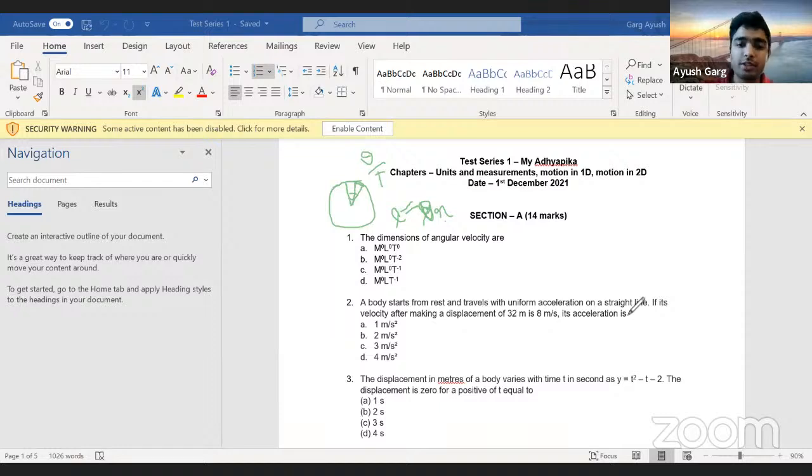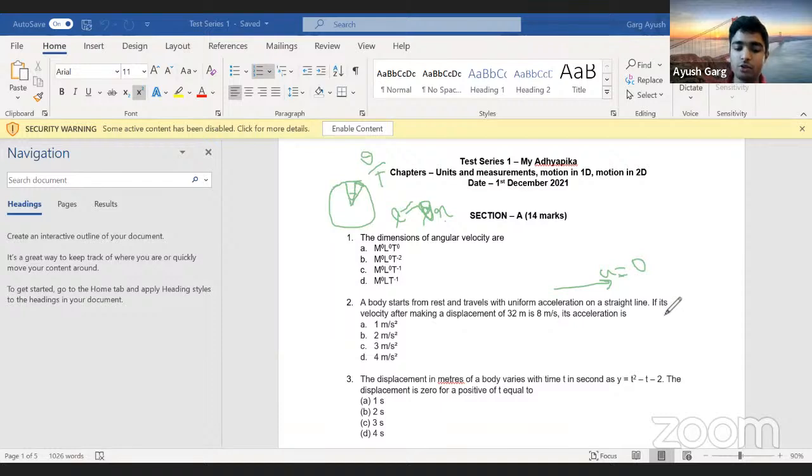So you have a body which is at rest right now. Rest means its initial velocity u is 0. Then it's traveling with uniform acceleration along a straight line. So as it's moving, let's say, like this along a straight line with an acceleration. Because of this acceleration, its velocity will start increasing. Initially, its velocity is 0, and obviously this acceleration is going to impart some velocity onto the particle, and its velocity will start increasing.